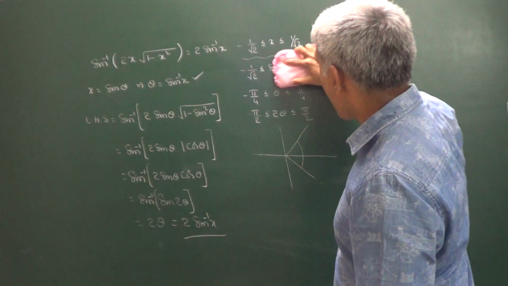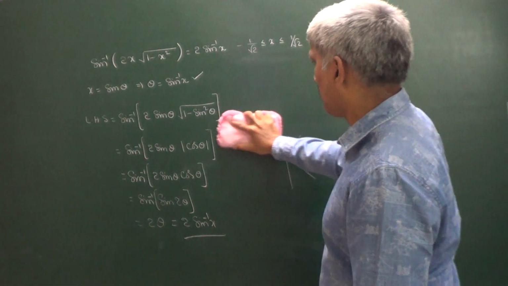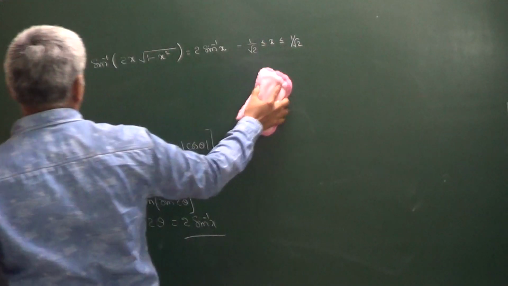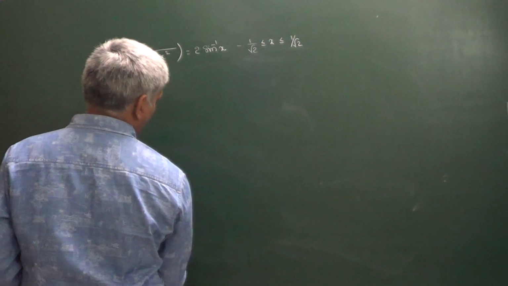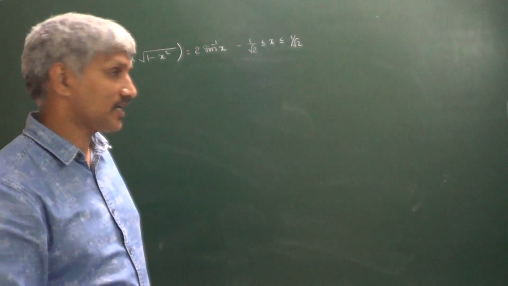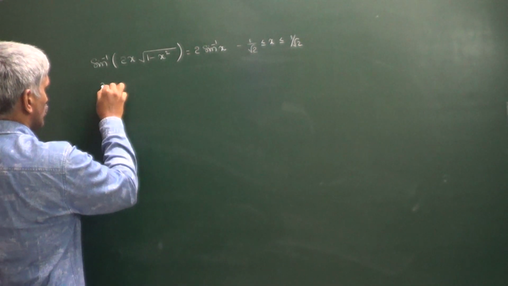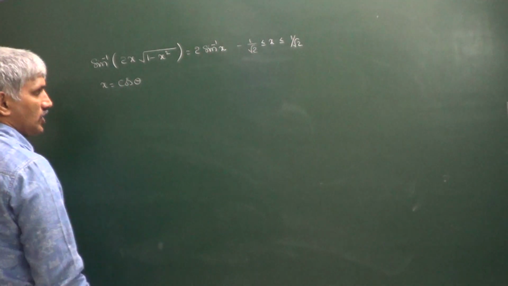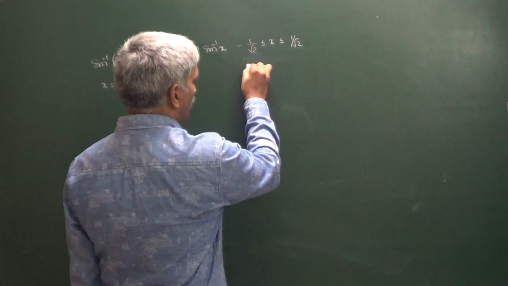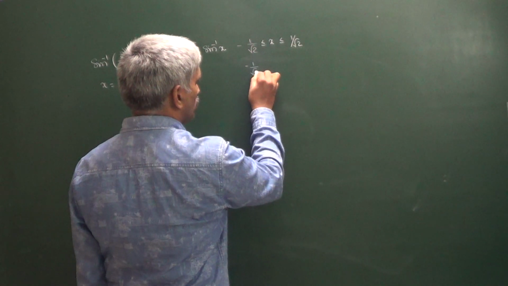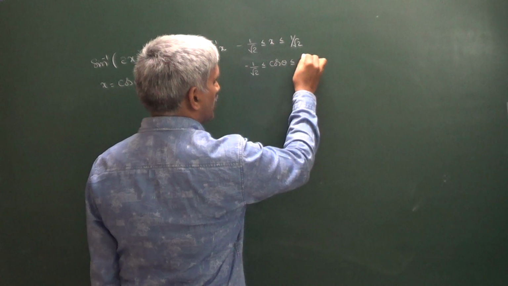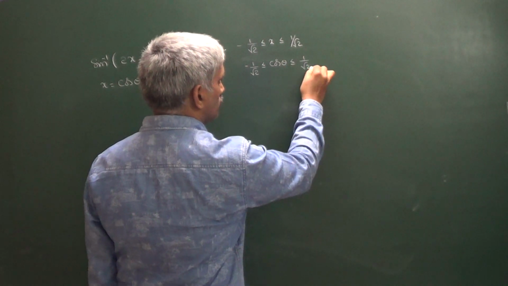But suppose instead of sine theta, if I am taking the substitution as cos theta, whether I will get the answer or not. Let's check. What substitution are we taking? The same problem, we are taking the substitution as x is equals to cos theta. Come on, substitute here. Minus 1 by root 2 less than or equals to cos theta less than or equals to 1 by root 2.